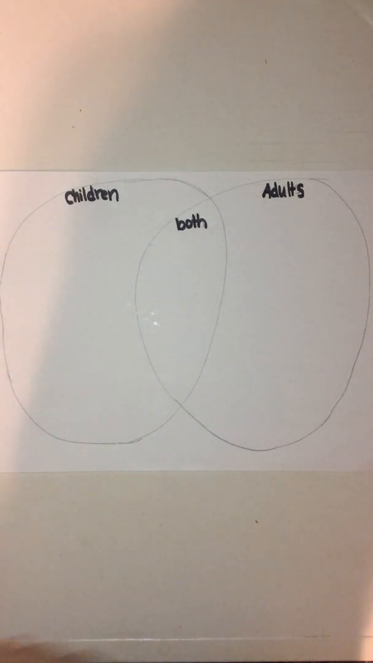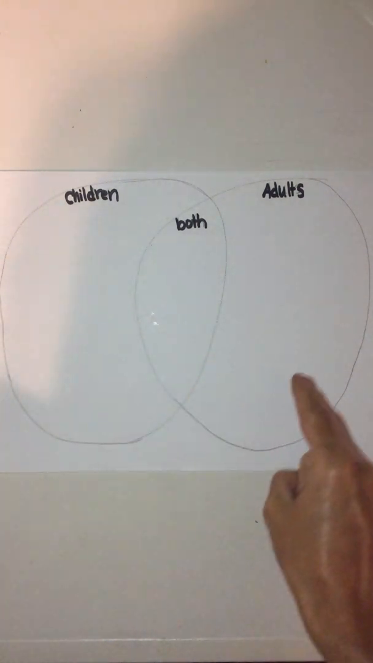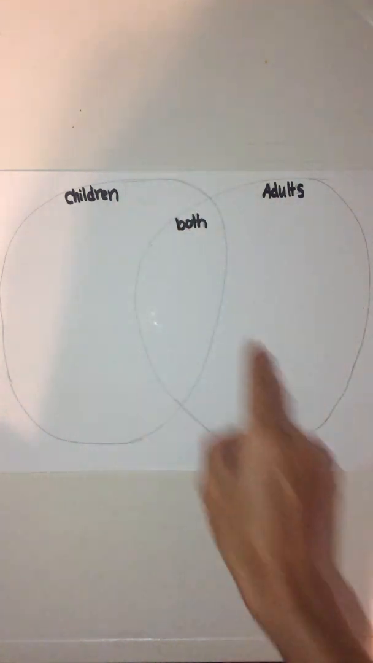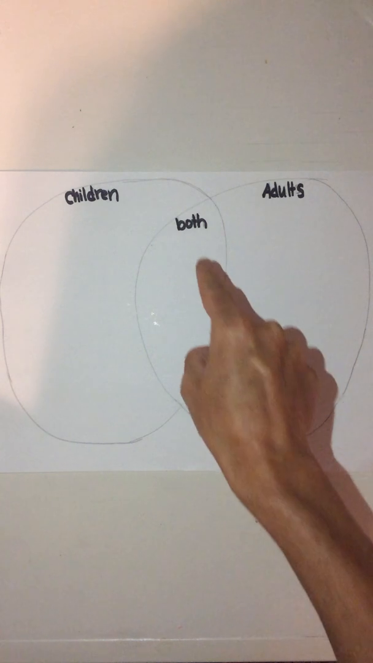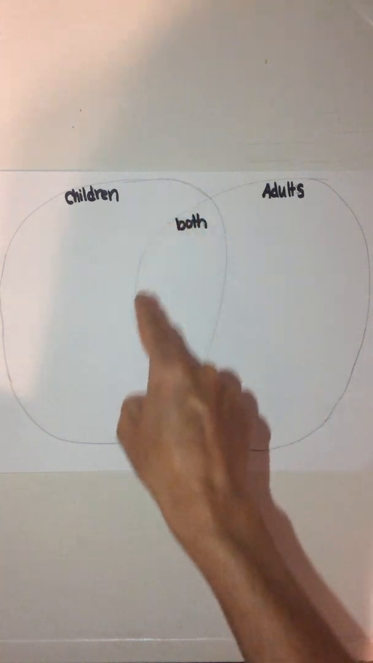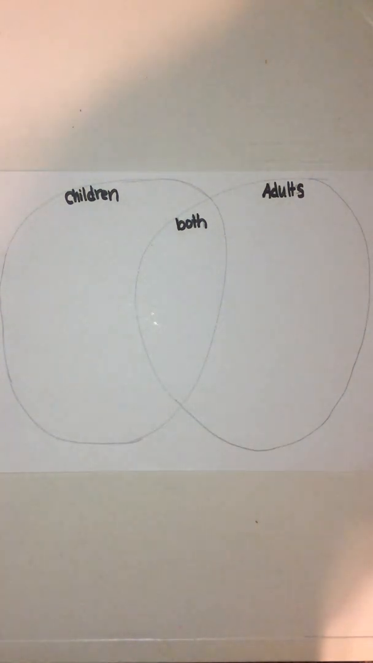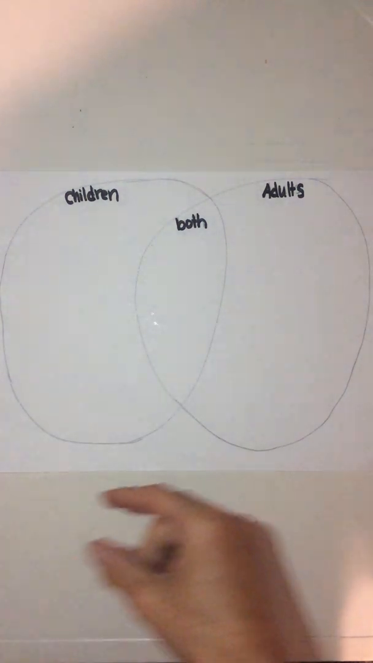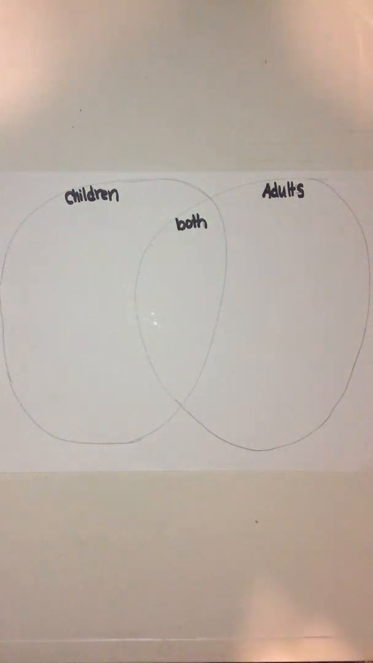Today in writing, I am going to model the Venn diagram. That is what you see here in front of you. That is with the two circles overlapping, and there is a middle circle or connecting part. The Venn diagram can be used to show how things are alike and different.